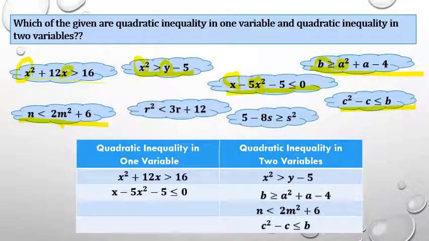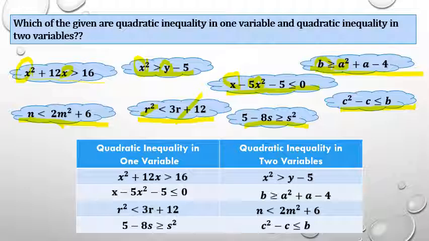How about this one? R squared is less than 3r plus 12. So, anong letters lang ang makikita? Meron lang na r. Ibig sabihin, yan ay quadratic inequality in one variable. Last, meron tayong 5 minus 8s is greater than or equal to s squared. So, ang ginamit lang na variable ay s. Kaya, ang given na yan ay quadratic inequality in one variable.